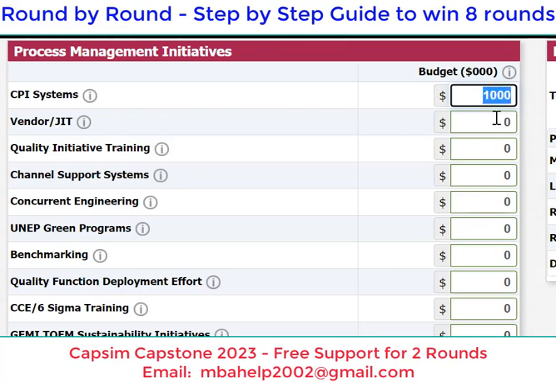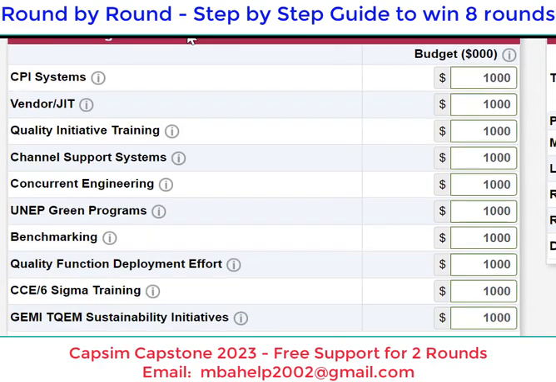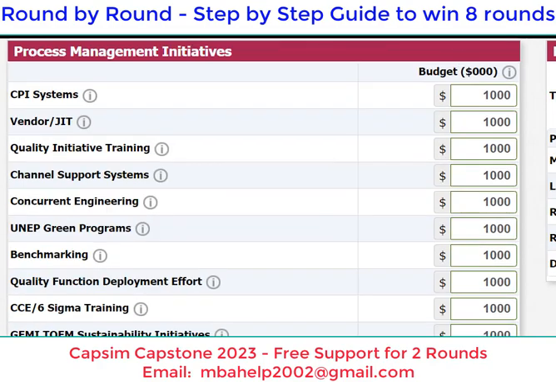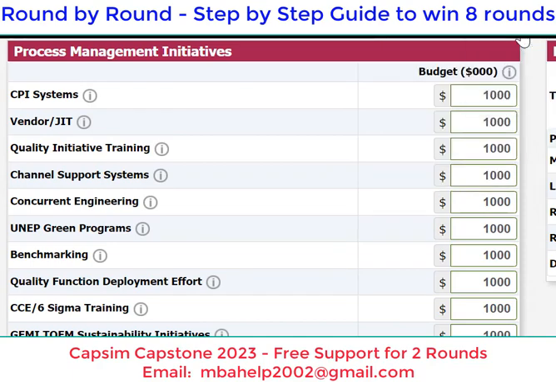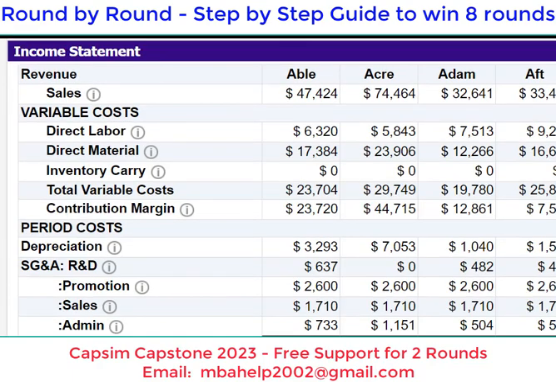And for the total quality management screen, we can use 1,000 for each TQM initiative from round 4 to round 7 to get a total of 4,000 for TQM. So each round we use about 1,000, from round 4, 5, 6 and 7.